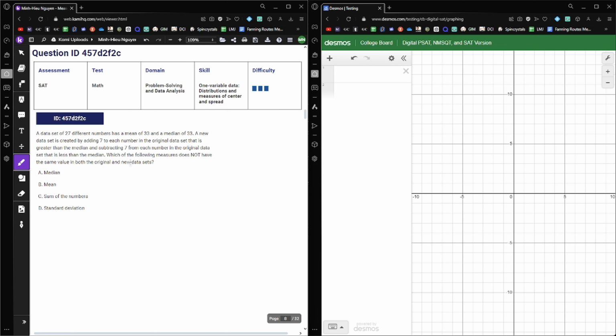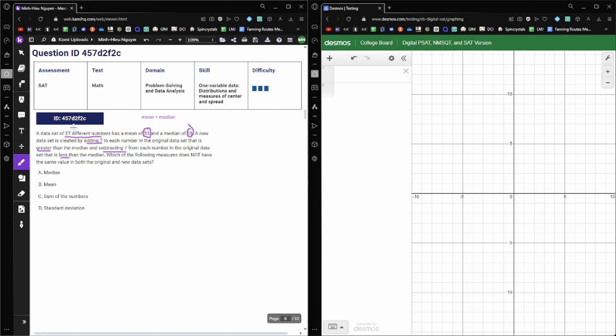Now once again, that was like a whole chunk of words, so let's break this down. We have this dataset that has 27 different numbers and they have the same mean and median. So the mean is equal to the median. This also means they have symmetric distribution, but I don't think that's important. Anyways, then they have a new dataset where they added 7 to each number that is greater than the median, and then they subtracted 7 from each number that is less than the median.